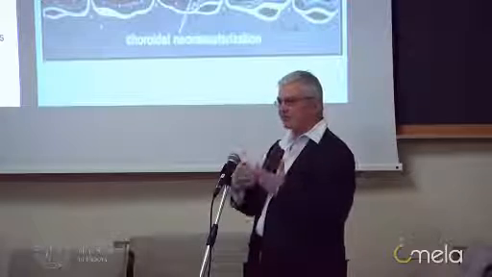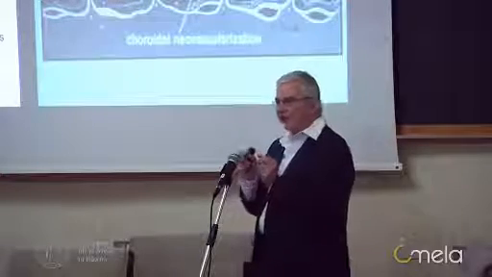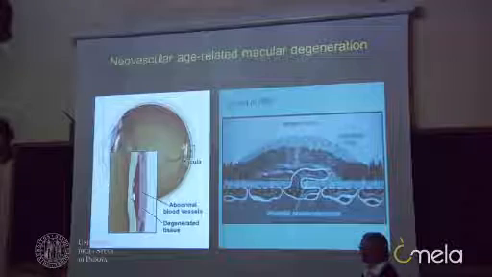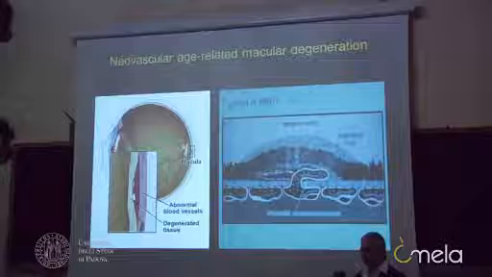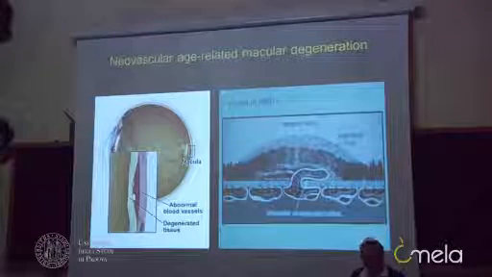They are very fragile, so they bleed, they leak. In this case, even a very discrete lesion, like in the macula, can be very destructive because it can destroy the photoreceptors, which are necessary for visual acuity.